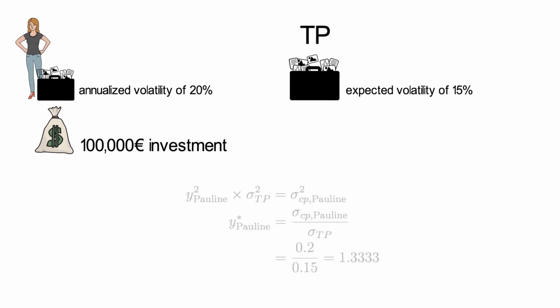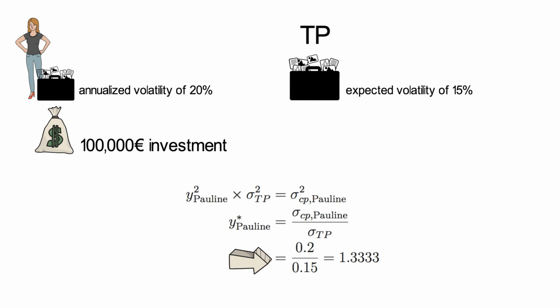Now you therefore know that y square times the variance of the TP portfolio needs to be equal to the variance that Pauline is willing to take. Now you solve for y star, and you see it just coincides with the ratio of the volatility that Pauline wants to hold in her portfolio divided by the volatility of the tangency portfolio. Plugging in the numbers, in that example you have 0.2 divided by 0.15, which gives you 1.333.